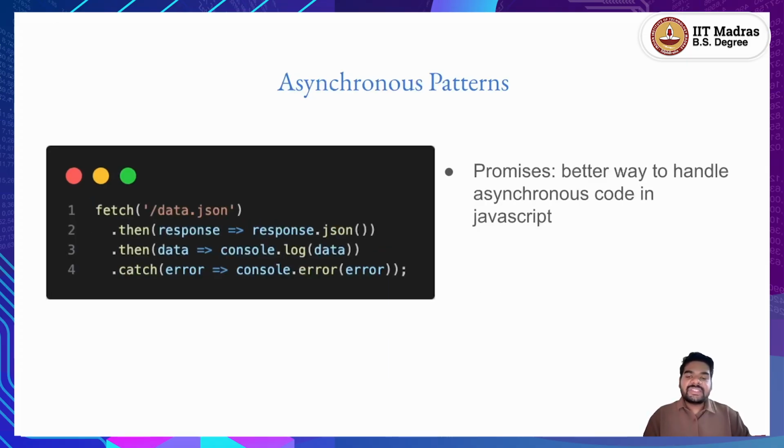Promises were introduced in JavaScript much later. In a promise based approach, the function itself returns a promise, and we define what will happen when the promise gets fulfilled or if the promise gets rejected.